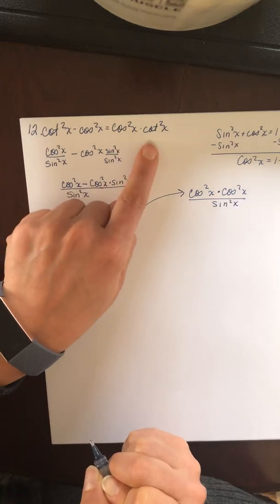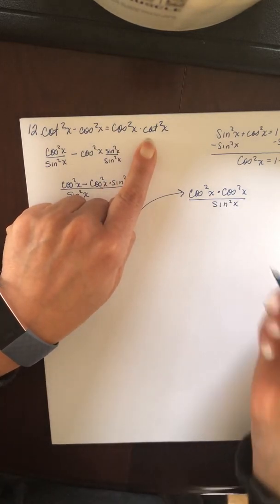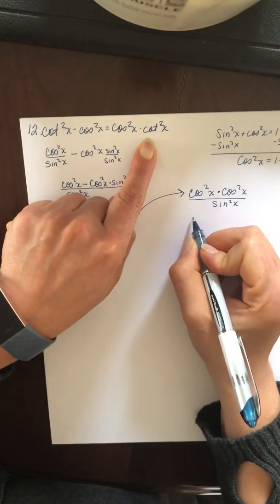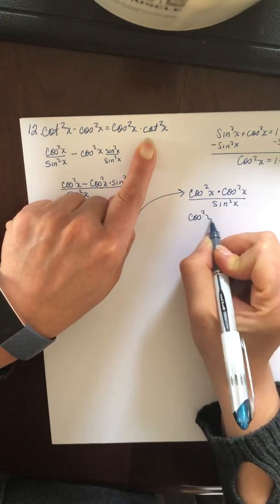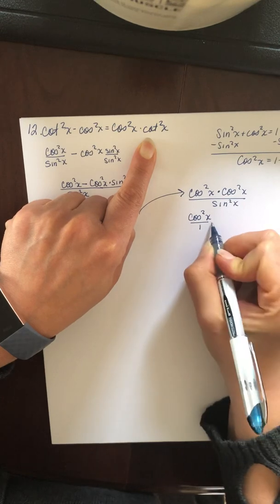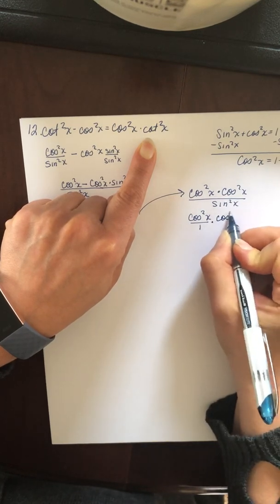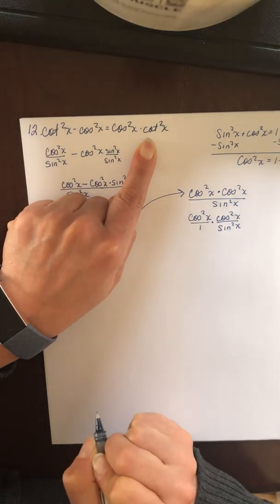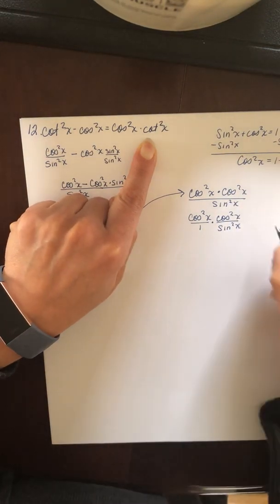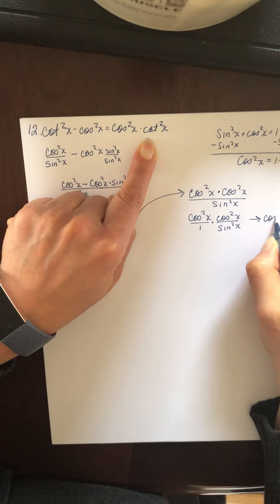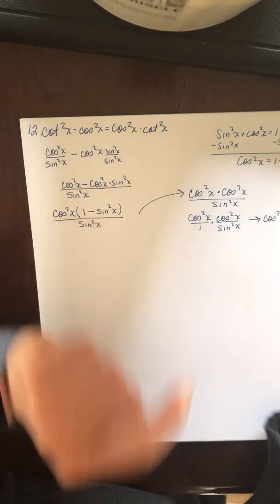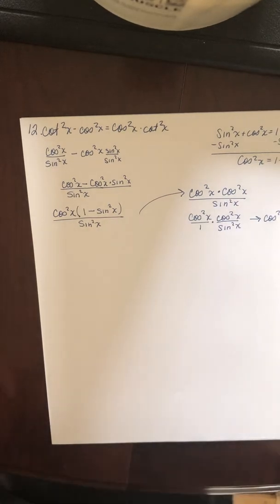We want cosine times cotangent. Keep in mind how fractions work. Tops with tops, bottoms with bottoms. So all I'm going to do is write this separately. Cosine squared x, that could be like over 1, times cosine squared x over sine squared x. Okay, and what does that simplify down to? Well, there's your cosine squared x times cotangent squared x. And that is number 12.